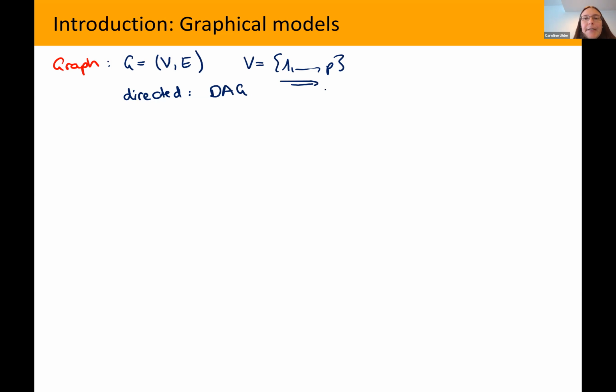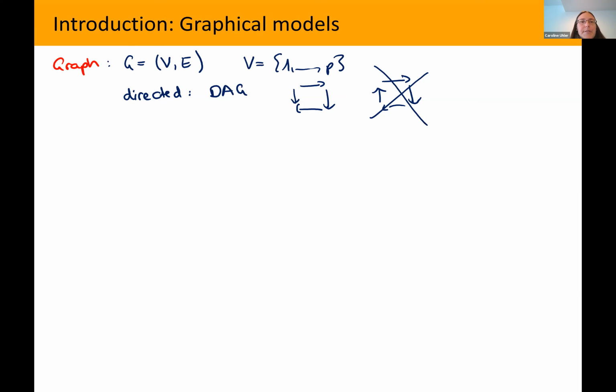So something like this is allowed: there is a cycle, but it's not a directed cycle. But something like this is not allowed. So in the directed setting, I'll always be assuming that it is a DAG.